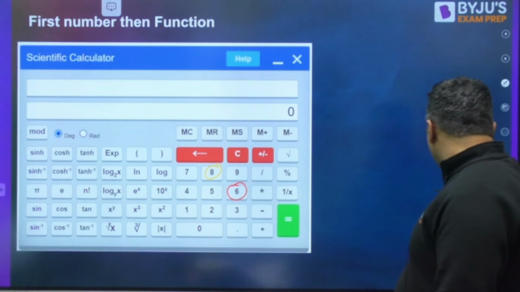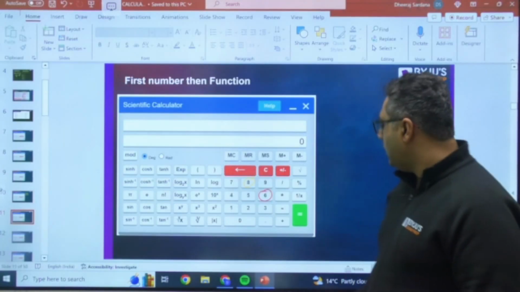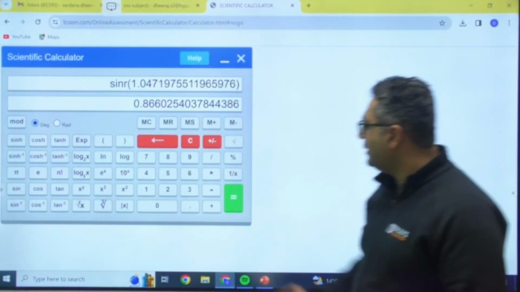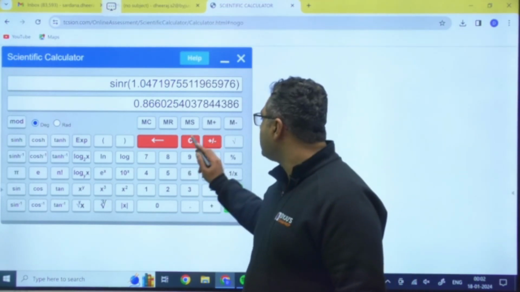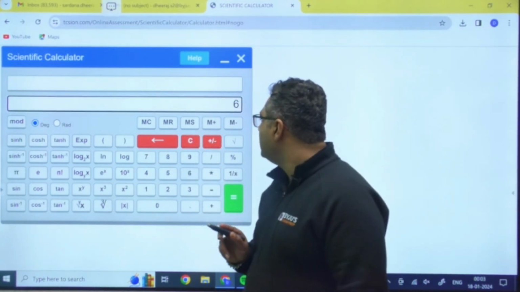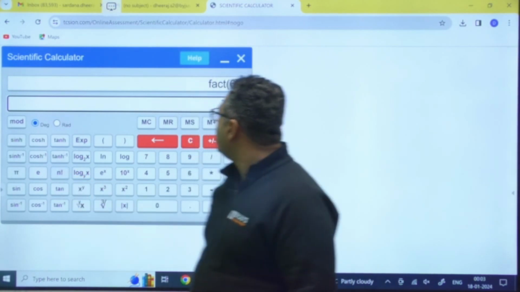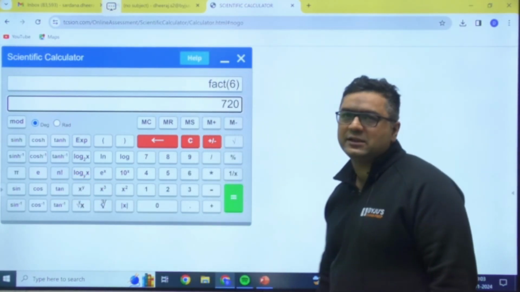So when we are going for the 6 factorial, I will show you again. First of all, clear the screen, then 6, and then you go for the factorial. So you would be getting 720, this is 6 factorial.